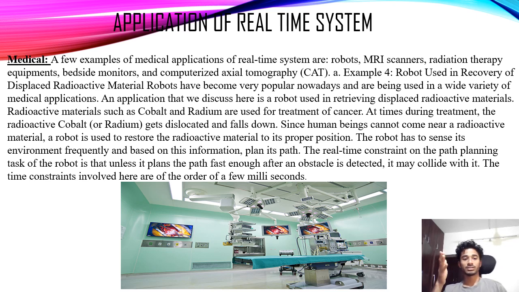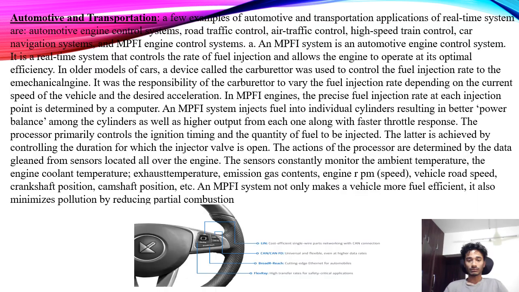The robot has to sense its environment frequently and, based on this information, plan its path. The real-time constraint on the path planning task of the robot is that unless it plans the path fast enough after an obstacle is detected, it may collide with it. The time constraints involved here are of the order of a few milliseconds, guys. So moving on to our next slide.